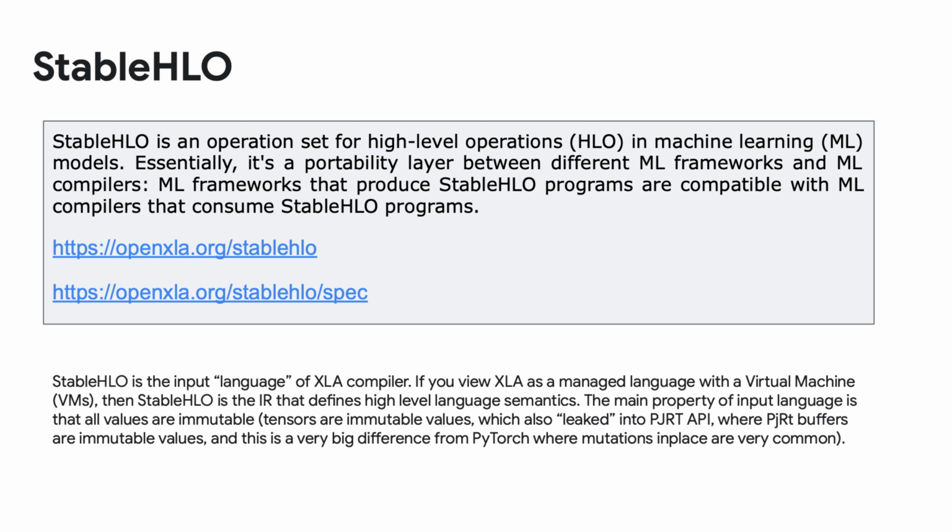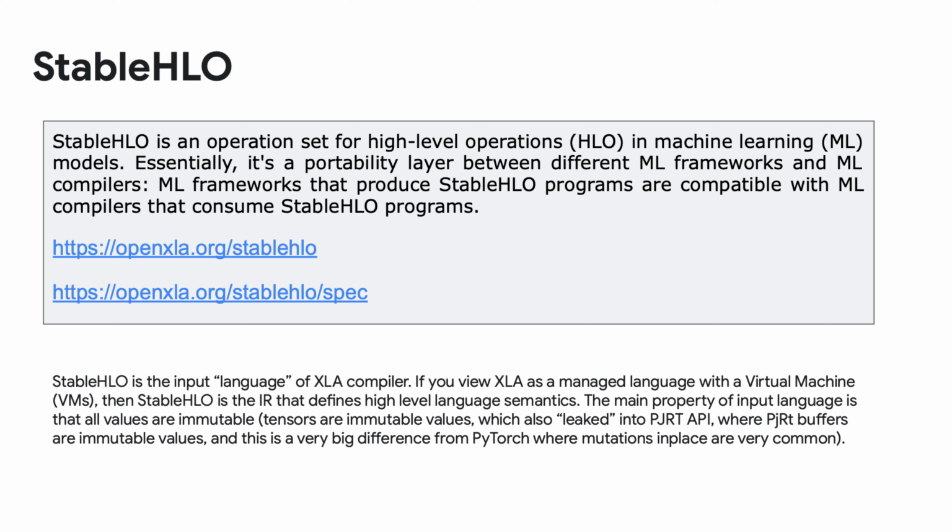So, the XLA operation set. StableHLO is the input language. This is an MLIR dialect with a specification and backward compatibility guarantees. So all the frameworks these days target XLA by emitting MLIR modules with StableHLO operations. You can think of XLA as a virtual machine, and this is the language of the XLA virtual machine. And this is targeted through the PJRT API.